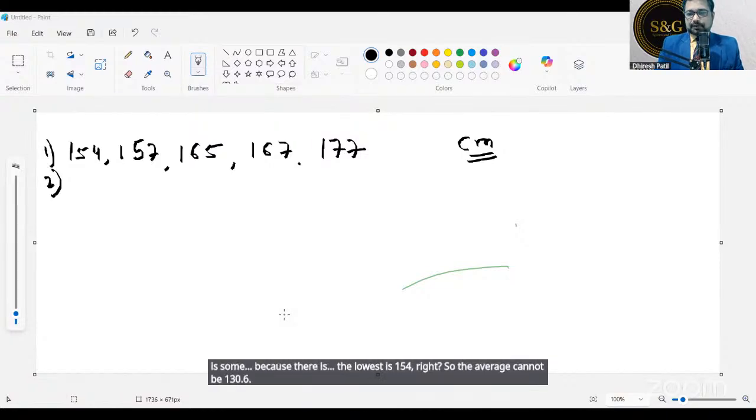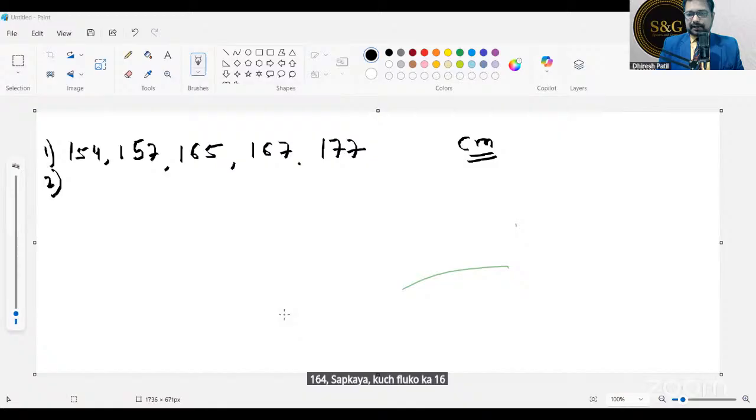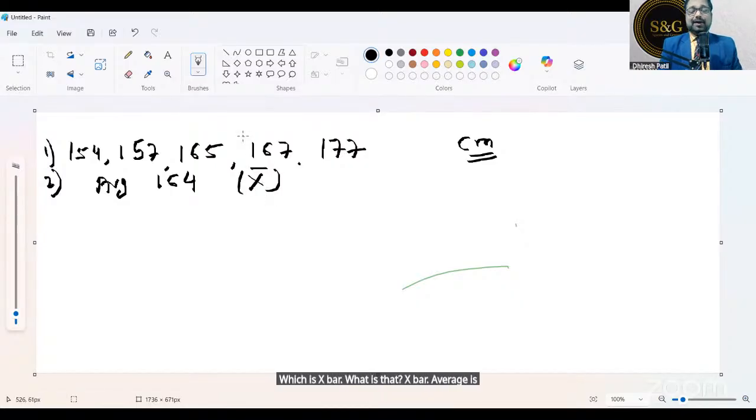164 सबका आया, कुछ लोगों का 165 आया है क्या? 164, is it 164? Everybody getting 164? Yes. Okay, 164. So average height is 164, which is X bar. What is that? X bar. Average is denoted by X bar.